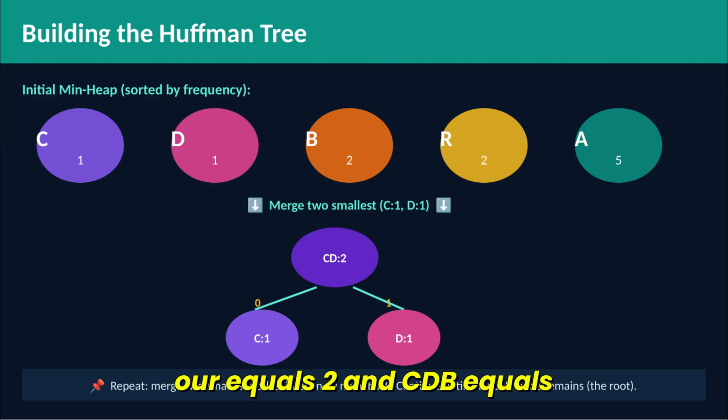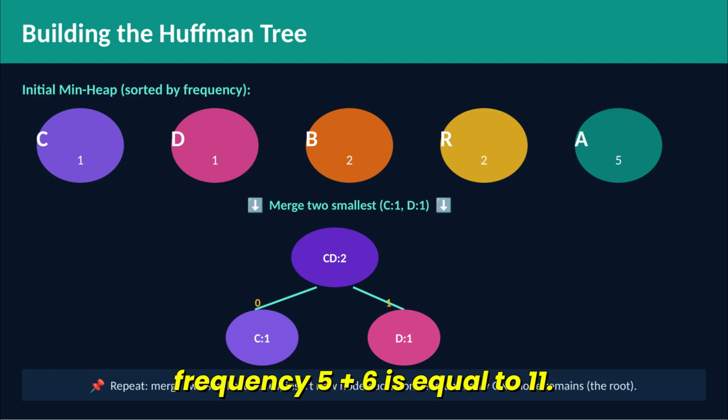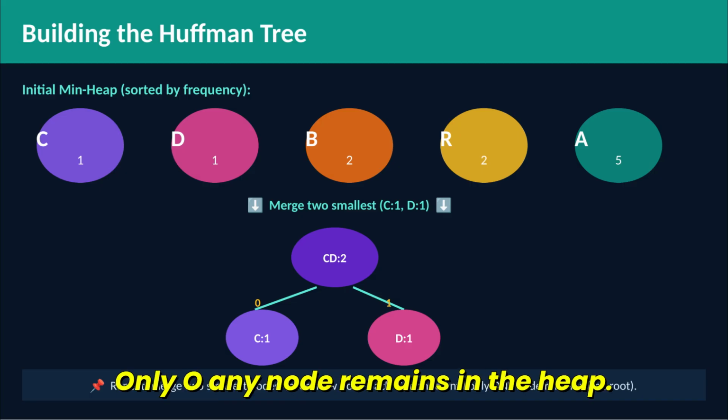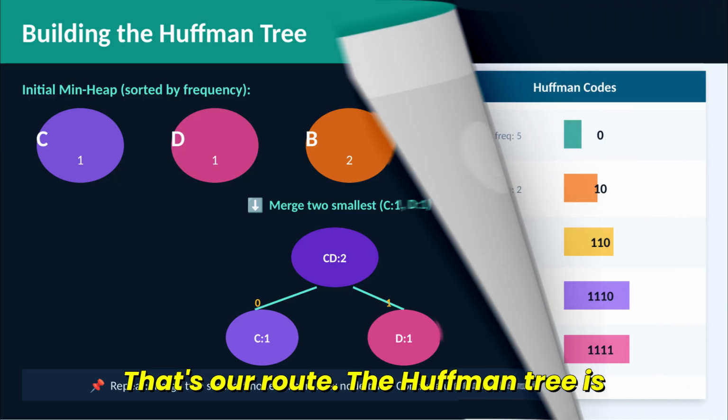Merge 3. Extract R equals 2 and CDB equals 4. Create our RCDB node with frequency 2 plus 4 is equal to 6. Back in heap. Heap: A equals 5, RCDB equals 6. Merge 4. Extract A equals 5 and RCDB equals 6. Create the root node with frequency 5 plus 6 is equal to 11. Only ONE node remains in the heap. That's our root. The Huffman tree is complete.